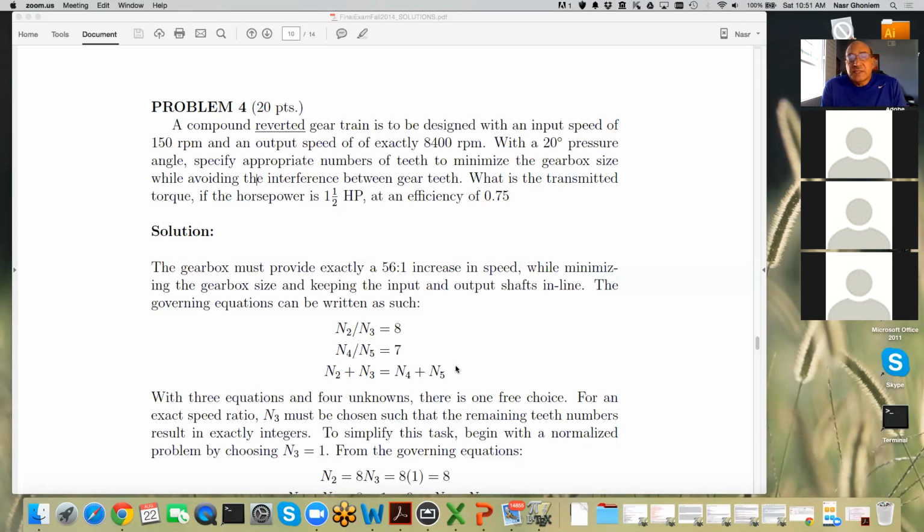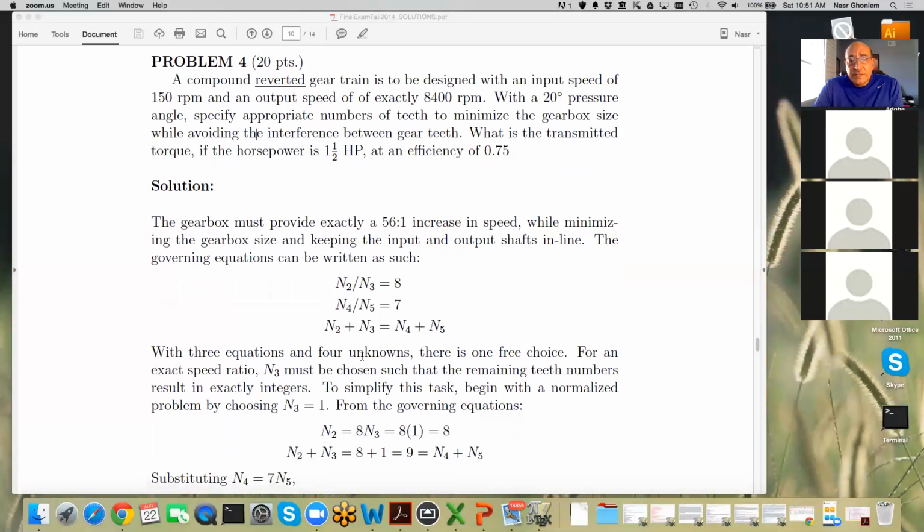Of course, we can just go ahead and use the constraint that we don't want an interference. So the minimum number of teeth will be 16, but we're not sure because it could be 17 or 18 or 19. It depends on how the numbers are going to work out. So in order for us to just make sure, we take one of the gears, the smallest one, N3, for example, to be 1, just a reference. And then we ratio everything to 1.